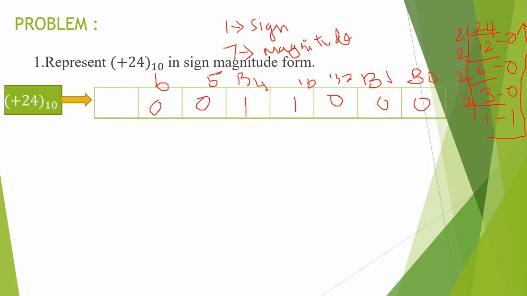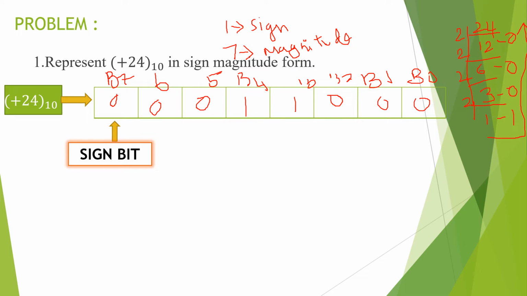Now you have to fill your sign bit. The sign bit is always the MSB, so my MSB will be B7. I told you if it is positive, you give it as 0, and if it is negative, you give it as 1. Since it is a positive number, B7 will be 0.